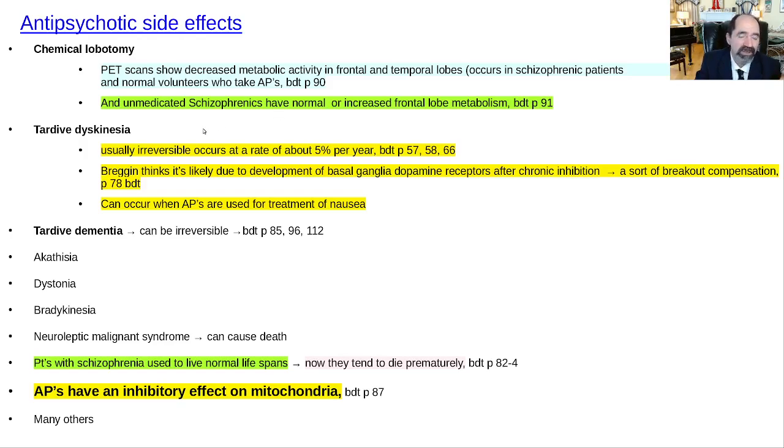Tardive dyskinesia is usually irreversible. It's about a rate of 5% each year that the person's on antipsychotics. So the longer they're on them, the more they get. It's a terrible side effect.